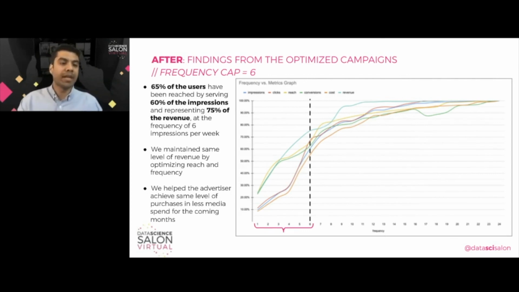So we maintained the same level of revenue by optimizing reach and frequency, and we helped the advertiser achieve the same level of purchases and less media spend for the coming months. So we maintained the revenue level, but we decreased the ad spend. Because we decreased the ad spend, it allowed us to value each impression more. And that's how the overall end-to-end goal was achieved with respect to frequency cap optimization.